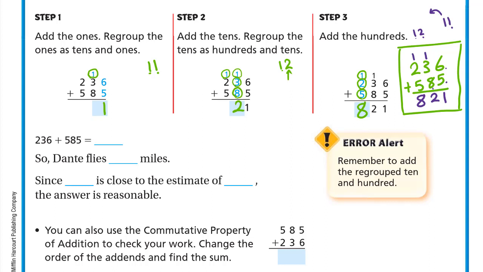So 236 plus 585 is 821. So Dante flies 821 miles. Since 821 is close to the estimate of 800, at the beginning we estimated 800, so the answer is reasonable.